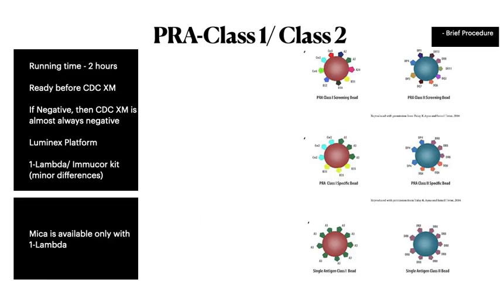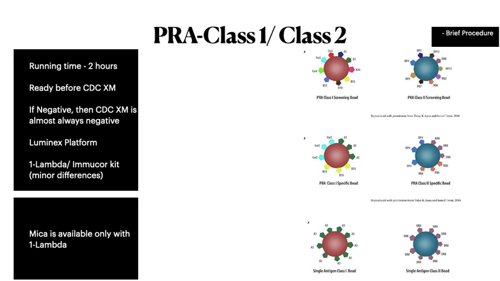The PRA running time is roughly 2 hours, and in centers which do cadaver transplant where we need to get CDC on time, the PRA result comes much ahead. So if the PRA result comes as negative, then the CDC cross match is almost always negative. So that gives you a time, and again the same thing can help you identify a false positive. Sometimes the CDC report is strongly positive, but it comes with a negative PRA. It is not at all possible. So the CDC has to be negative. So that way PRA helps you.